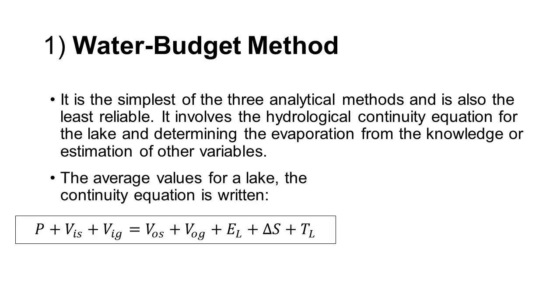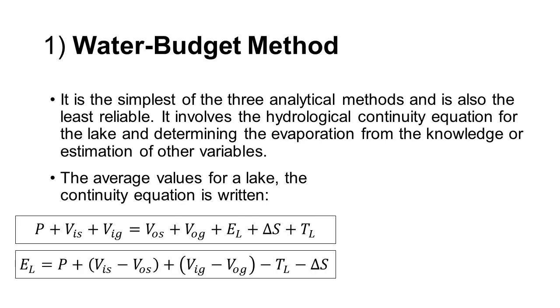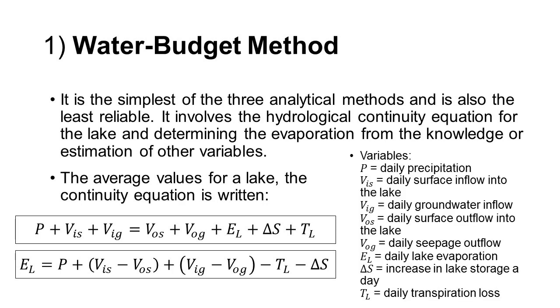Herewith is the formula used for the method, which is this first equation. The second equation is the simplest form of the formula because it mainly targets to find the daily lake evaporation or that variable which is marked as EL. If you don't understand it, here are also stated the meaning of the variables in the formula.